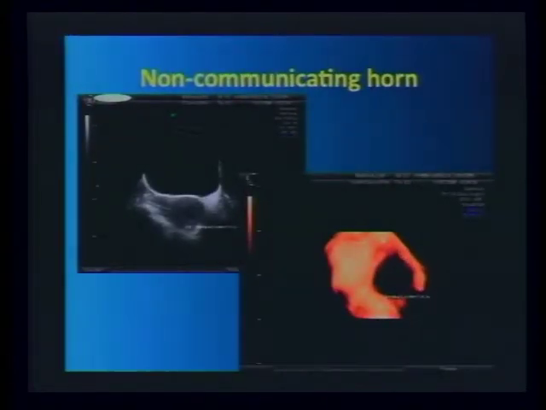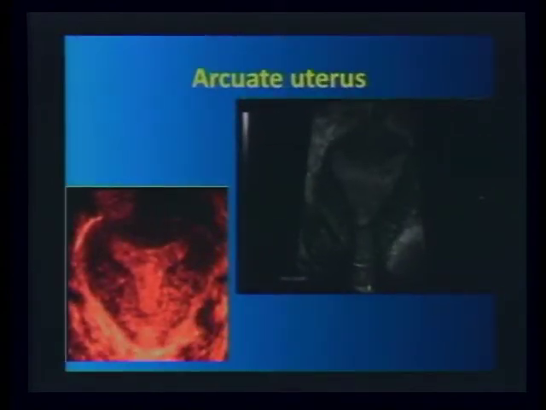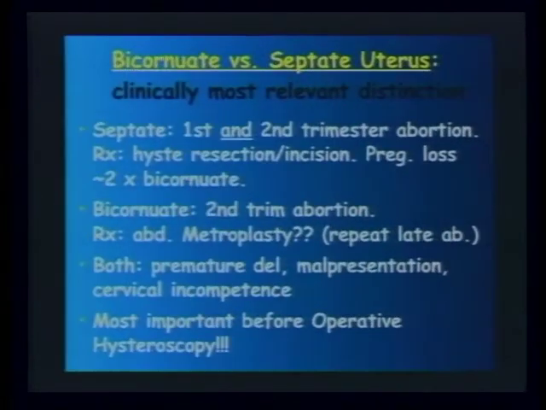This is a non-communicating horn with a hematometra in the obstructed horn. This is a T-shaped uterus, probably related to DES exposure, and an arcuate uterus, which is a subdivision of septated uterus. Again, three-dimensional ultrasound can demonstrate it very well.